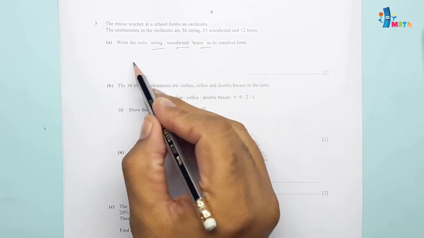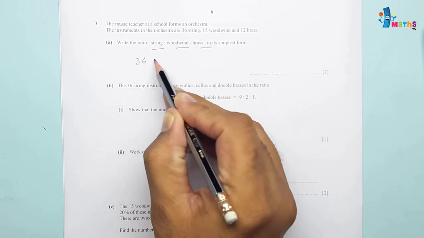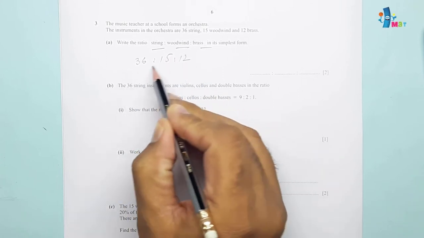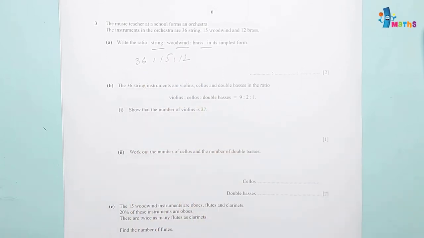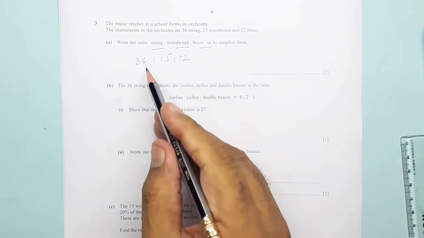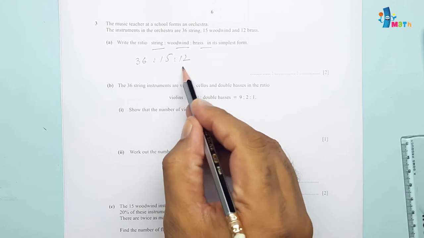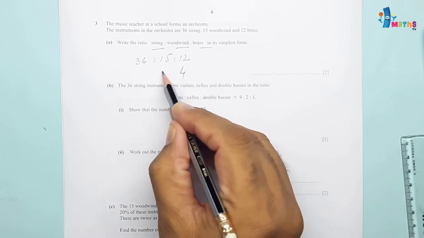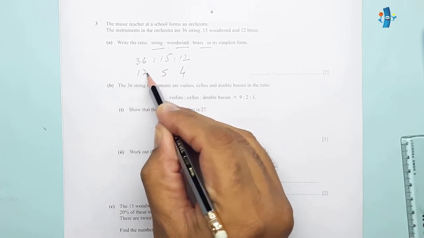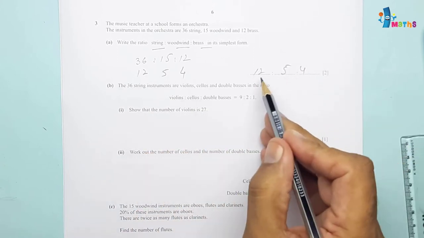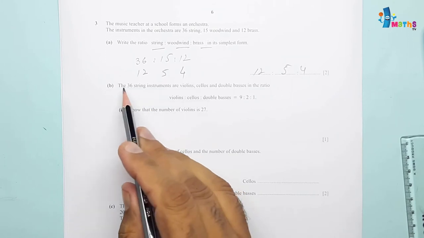Write the ratio of these three in the simplest format. So this is 36 ratio 15 ratio 12, and we'll have to check that all three numbers should be divisible by one number, and that is like 3. So this is divisible by 3, it will be 12, this will be 5, and this will be 4. So our answer will be 12, 5, and 4. This is the simplest ratio. Further simplification is not possible.